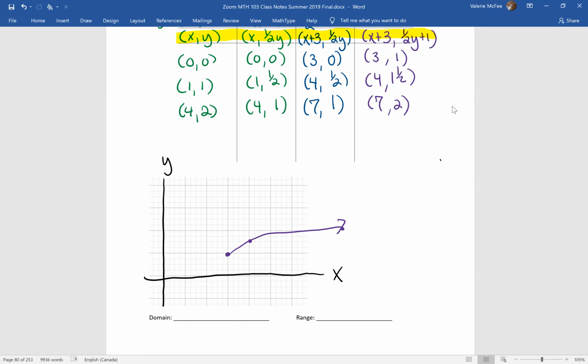We see that our lowest point on the x-axis is here at 3, and then the graph continues to the right to positive infinity. Our lowest point on the graph is at y equals 1, and then continuing up to positive infinity.